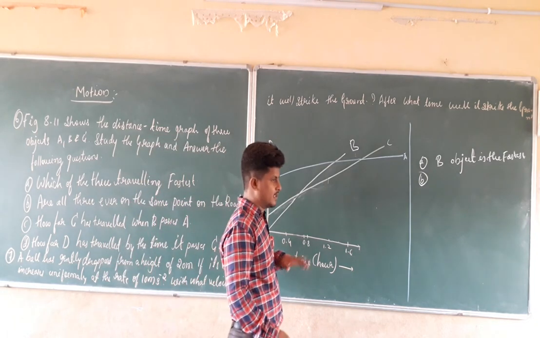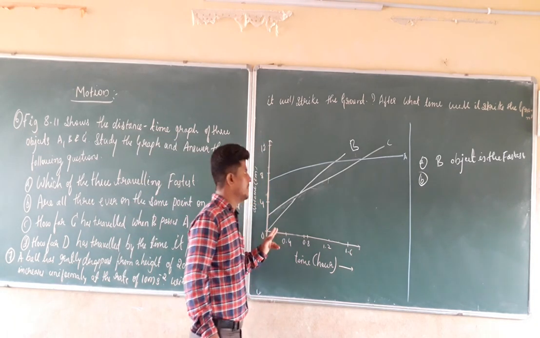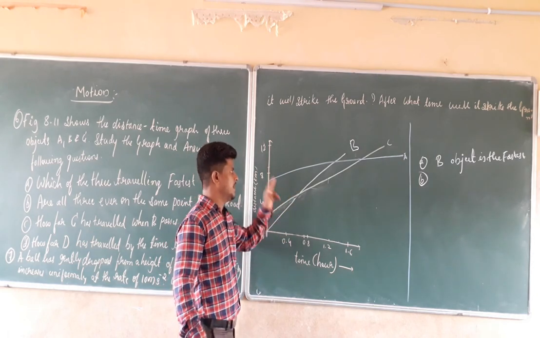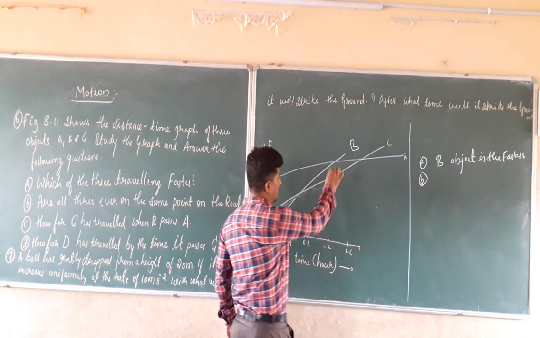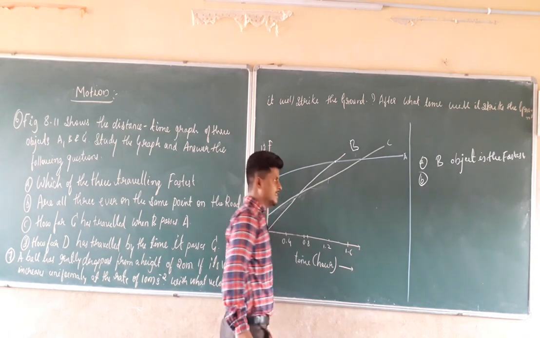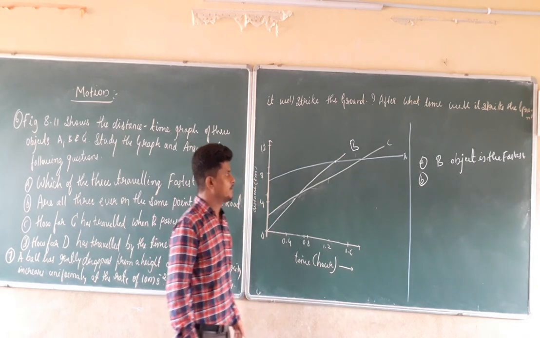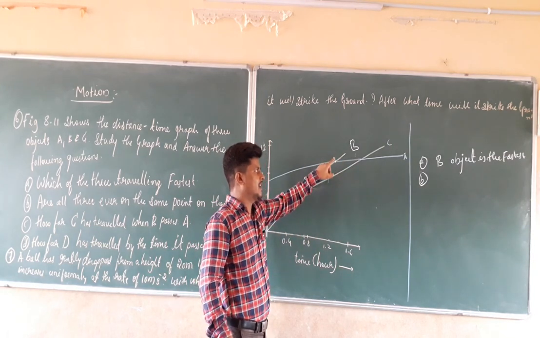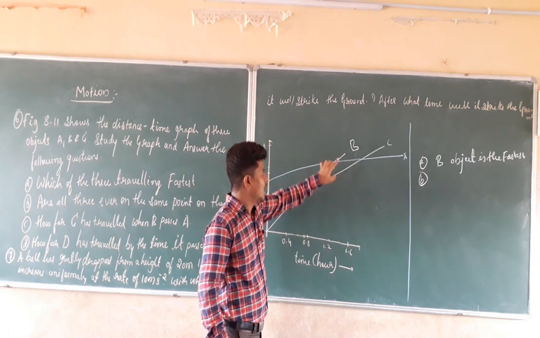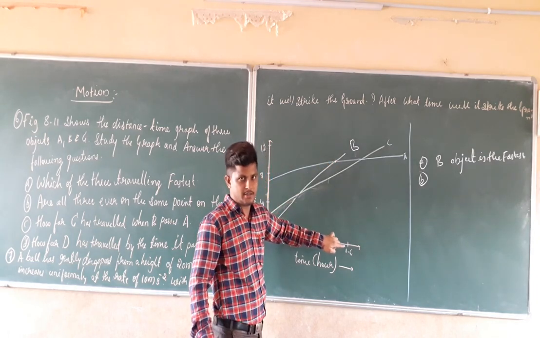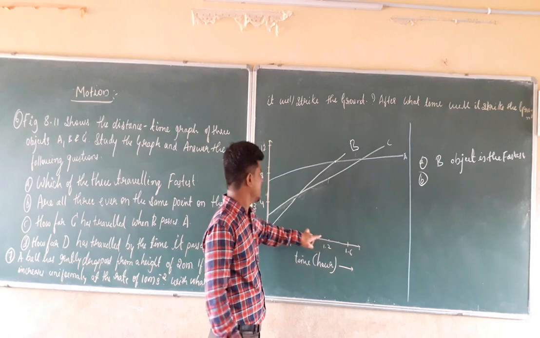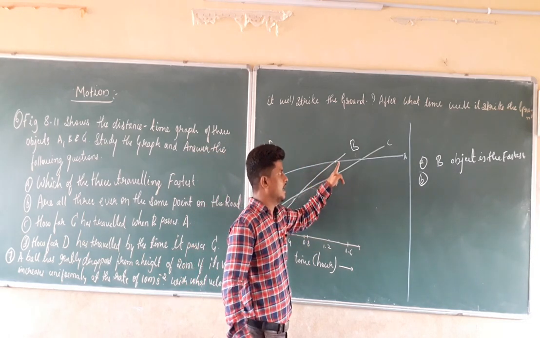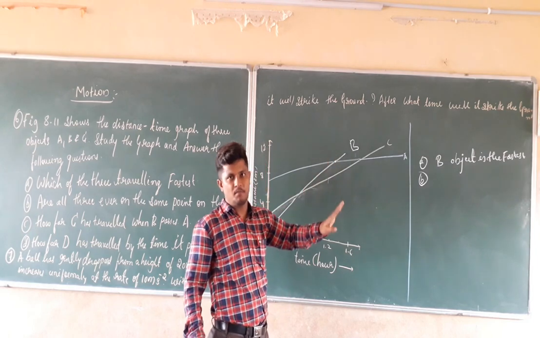When you see the graph for B and A, they are intersecting at this point. They are intersecting here at this point. What does it mean? It means that B and A are at the same point after the time 1.2 hours, after covering a distance of nearly 10 kilometers.